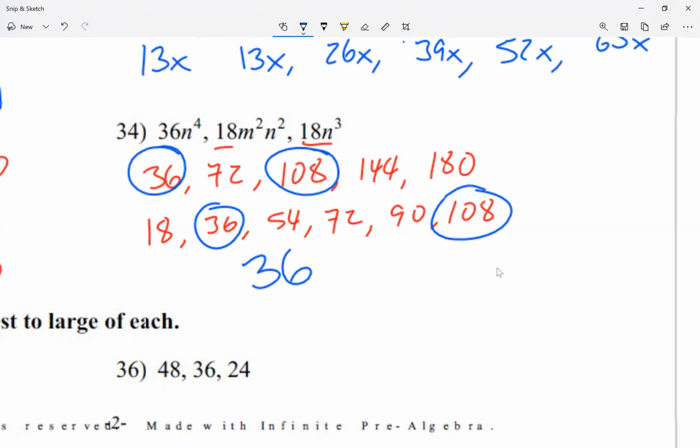So 36. Number-wise, 36. Letter-wise, let me take a look at the m. The one with the highest exponent is m to the second. Not all of them have an m, but my answer does have an m. It has to have it in at least one of them. When it comes to n, I'm going to go n to the fourth. It's the highest exponent. So there we go.